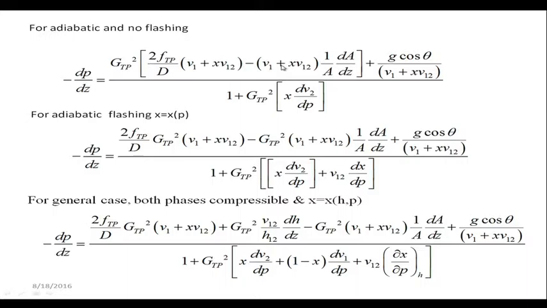In this case, acceleration occurs firstly due to a change in area if it is there. Mostly if there is no area change, this term goes away, and then there is one more term which happens because the specific volume changes with pressure. So, due to this also an additional pressure gradient happens, and accordingly we find for the adiabatic and no flashing case, that the pressure gradient can be written down by this particular expression.